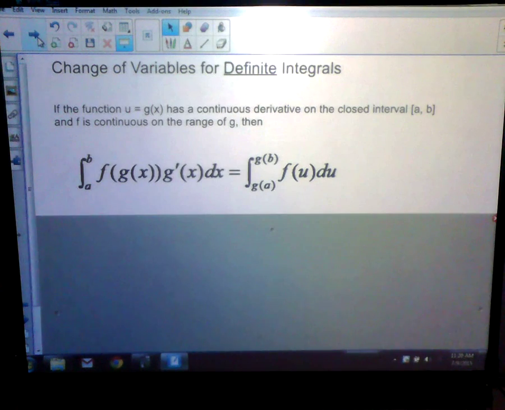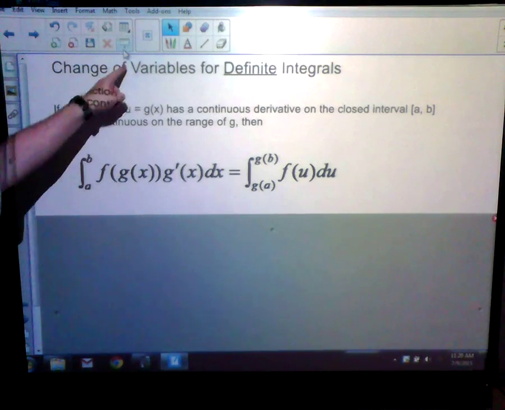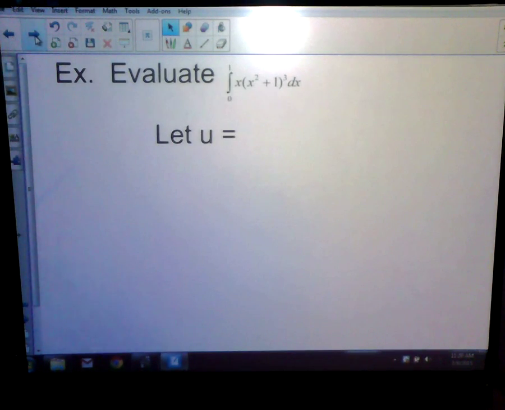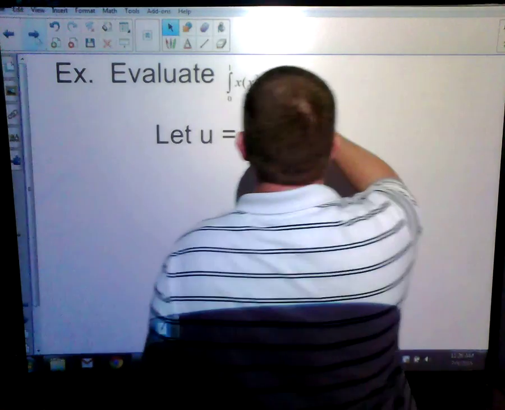Okay? Last thing. Definite integrals. What if there are bounds? If there are bounds, we have to change the bounds. If the bounds are x's, when we do u-substitution, we can either change the u's back to x's, or change the bounds from x's to u's. What do I mean by that? Well, let's just take a look at an easy problem.